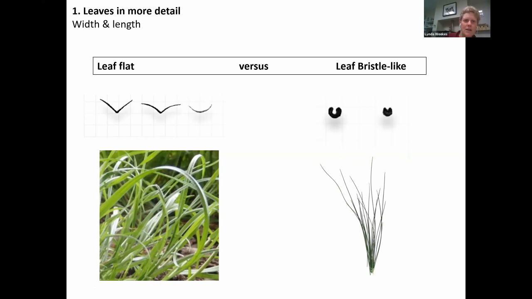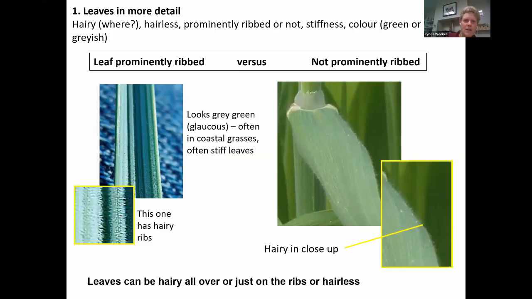Second of all, let's have a look at leaves in more detail here. Also, that's important. Are they hairy? If so, where are they hairy? Or maybe they're hairless. Are they prominently ribbed, or are they not? Are they stiff? What color are they? So this gives you an example here of leaves that are prominently ribbed and leaves that are not prominently ribbed.